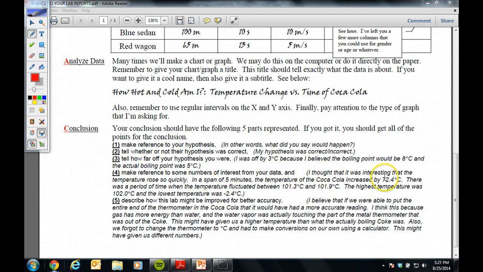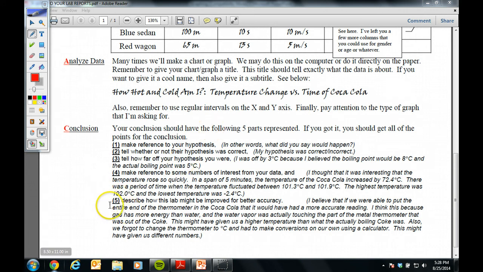For example, I thought it was interesting that temperature rose so quickly. In a span of 5 minutes, the temperature of the Coca-Cola increased by 72.4 degrees Celsius. There was a period of time when the temperature fluctuated between 101.3 and 101.9 degrees Celsius. The highest temperature was 102.0 degrees Celsius, and the lowest was negative 2.4. Say some things you learned. You know, you found it interesting. Don't say you didn't find anything interesting. What happened? Say what happened.